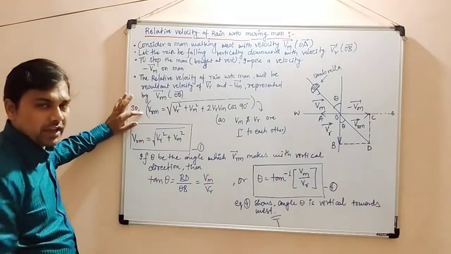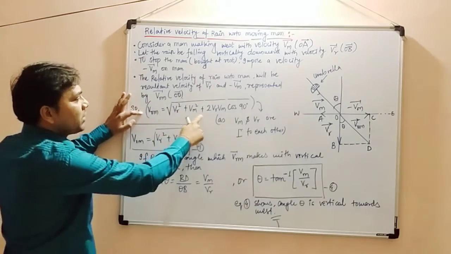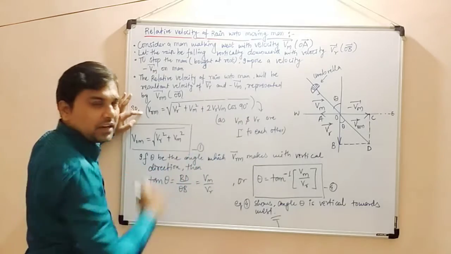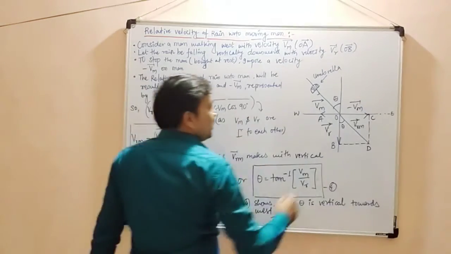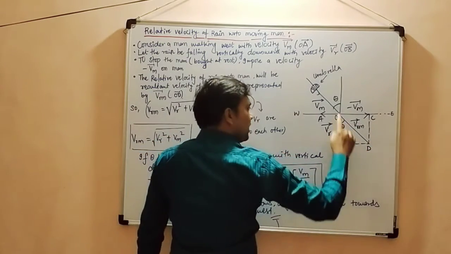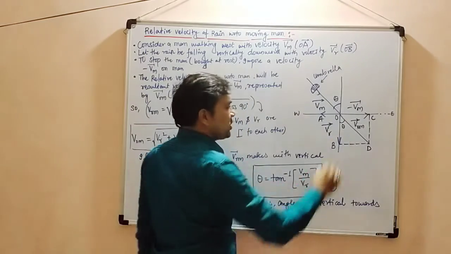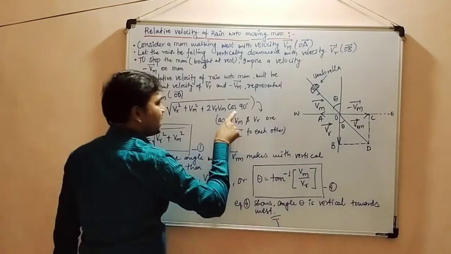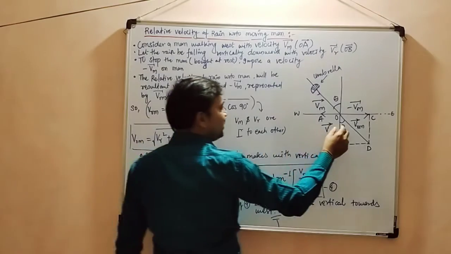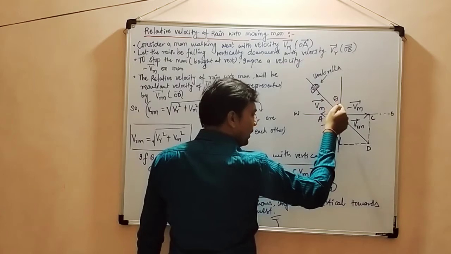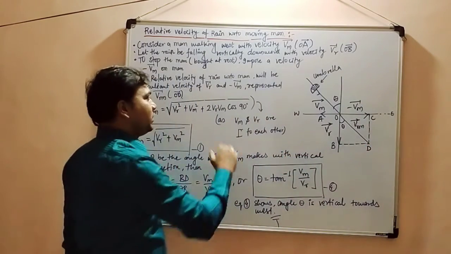Okay. How has this been expressed? Vrm is equal to root over Vr square plus Vm square plus 2 Vr Vm cos 90 degree. Why have we taken cos 90 here? The angle between minus Vm and Vr is a right angle, 90 degree. That's why the angle between these two I have taken as cos 90. Because the theta has been made with the downward side, so this side we have the resultant vector comes with the cos theta.